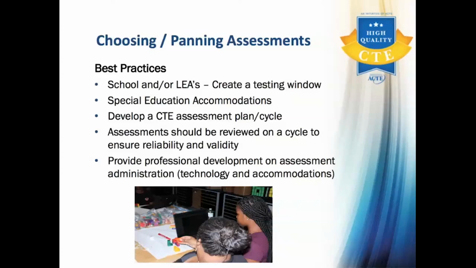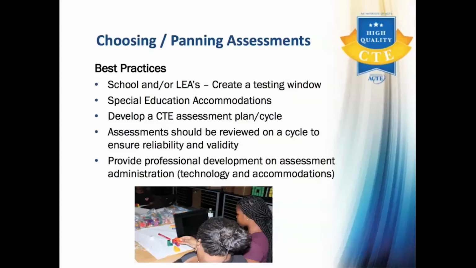Develop a CTE assessment plan and cycle. So going through your assessment process, but also create a cycle of review, a cycle for validating tests along with your standards and programs of study. This could happen every 2, 3, 4, or 5 years, or align with your Perkins plan, but just try to have an opportunity to cycle back through to see if your assessments are meeting the outcomes that you desire. Assessments should be reviewed on a cycle to ensure reliability and validity.